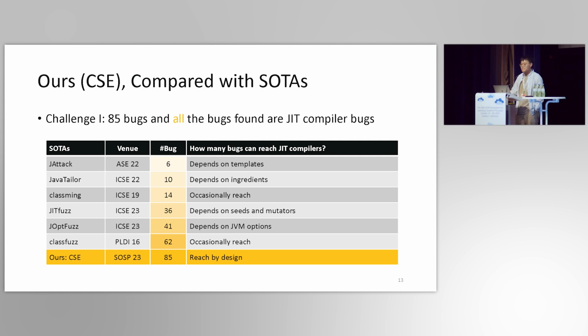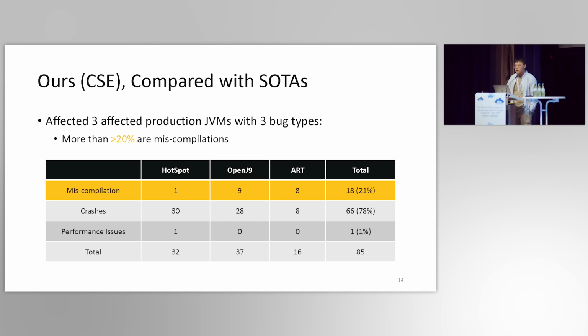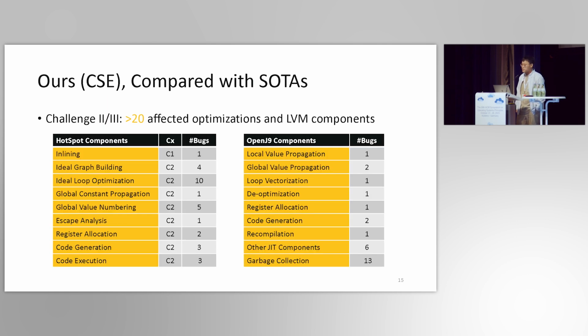Compared with them, our work, CSE, for challenge 1, can find 85 bugs, and all of them are JIT compiler bugs, where 53 were confirmed and 26 are already fixed. These bugs affected three widely used production JVMs, like HotSpot, OpenJ9, and ART, and more than 20% of them are miscompilations. And for the other two challenges, our bugs affected various optimization paths and interactions between JIT compilers and other VM components, like loop vectorization, register allocation, and garbage collection.